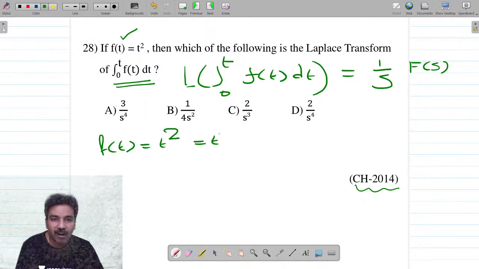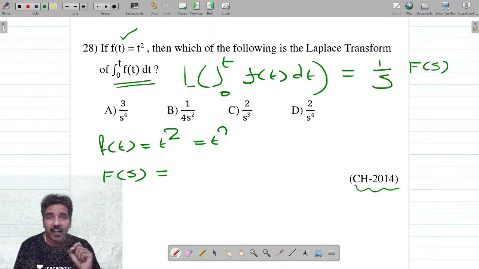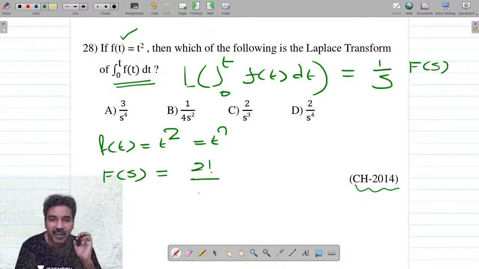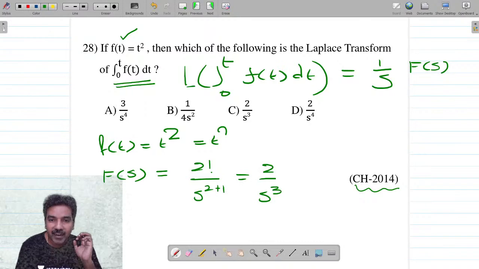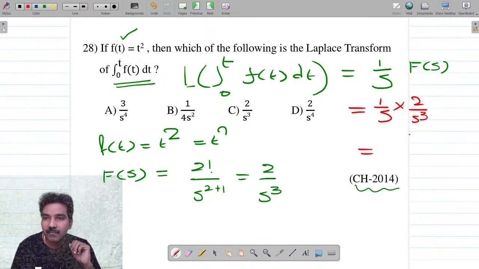So this is in the form of t power n. Its Laplace transform is capital F of s. Here what is my n value? n is a positive integer. If n is a fractional value, then use the gamma function. If n is a positive integer, use factorial. So this is 2 factorial divided by s power 2 plus 1. Now this becomes 2 divided by s cube. Therefore, my answer is going to be 1 by s into 2 by s cube. So this is 2 divided by s power 4.